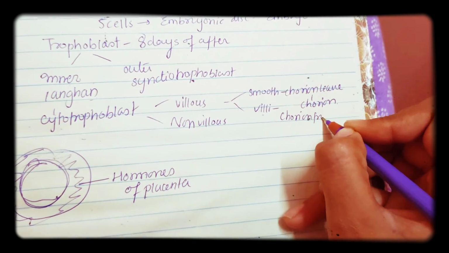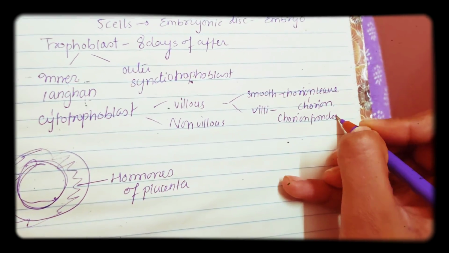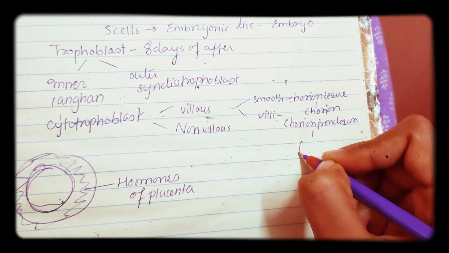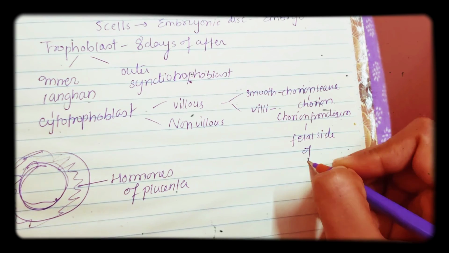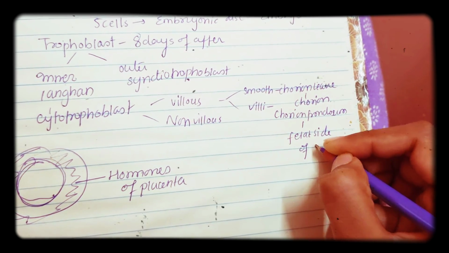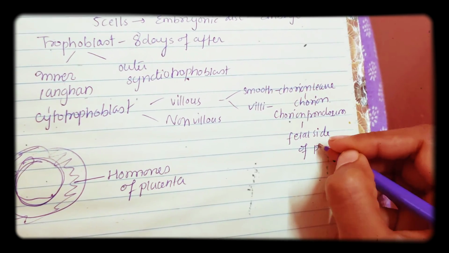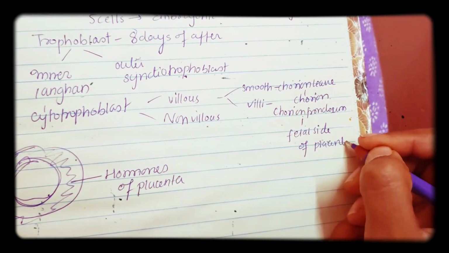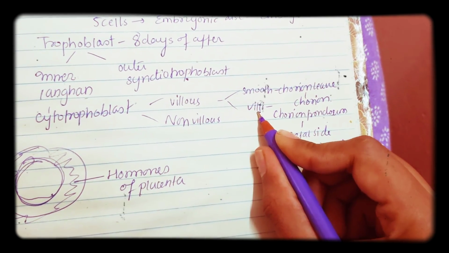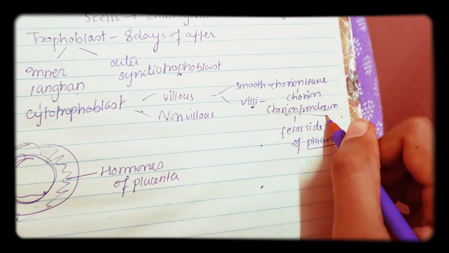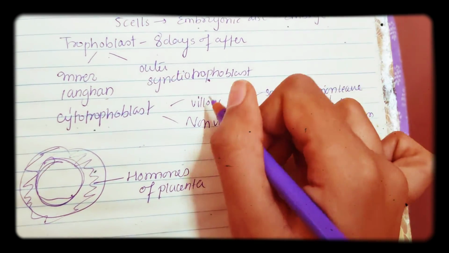This chorion frondosum is actually the fetal side of the placenta. We have discussed before that the decidua basalis will form the maternal side of the placenta, right? So the fetal side of the placenta is formed by this cytotrophoblast villi, that is nothing but chorion frondosum. Okay, so this is the villus type.